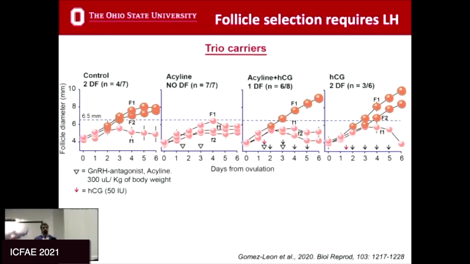And then our hCG group really did not differ very much from the control. They still had diameter deviation. They selected either 2 or 3 dominant follicles, very much like in the control. The only difference was that their final size for those dominant follicles is slightly larger than in the control group.